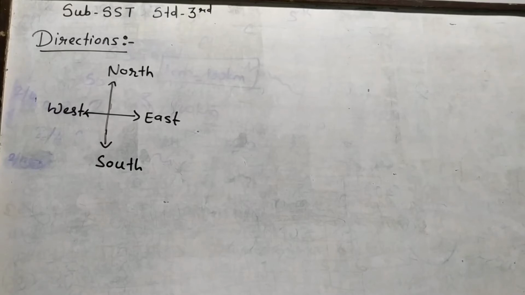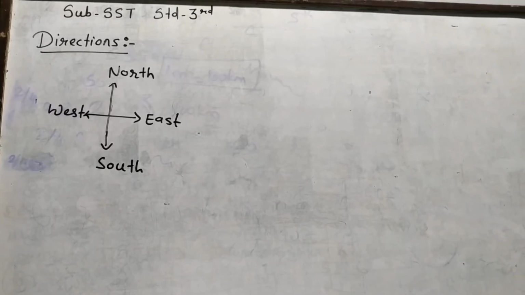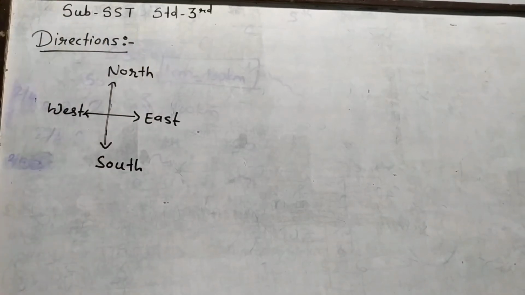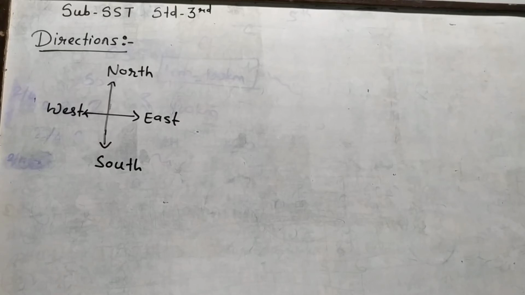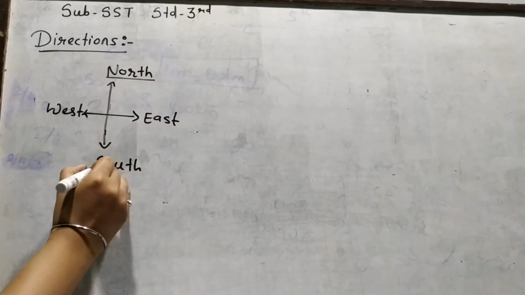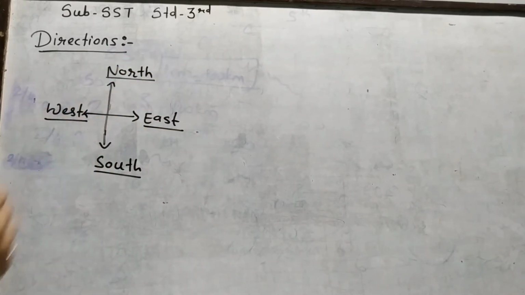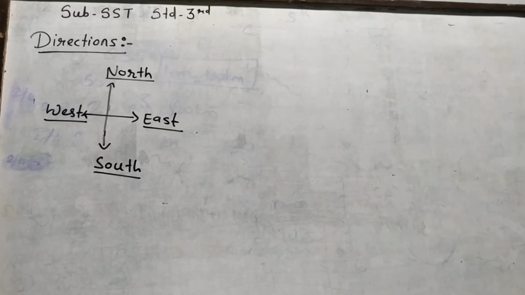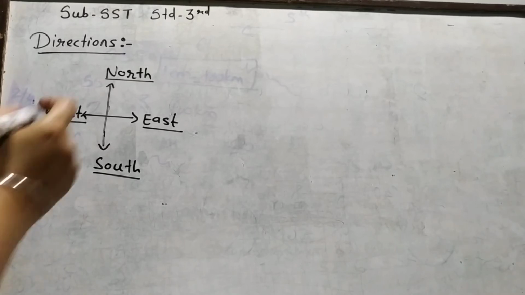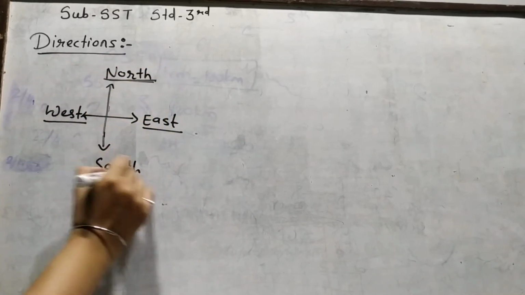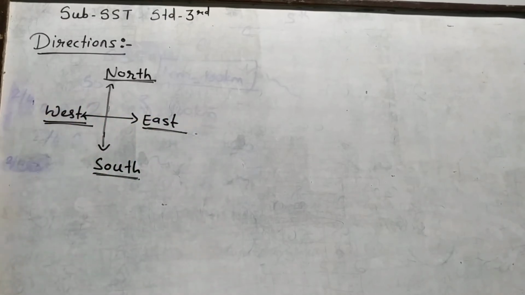Now we will see our next topic, that is directions. All maps follow the 4 main directions. Can you tell me which are the 4 main directions? North, south, east and west. These are the 4 main directions which were universally accepted. It means all the countries in the world use this system to find any direction on the map.